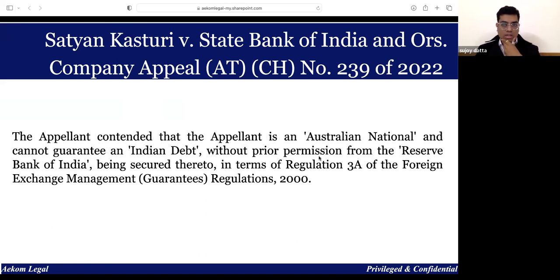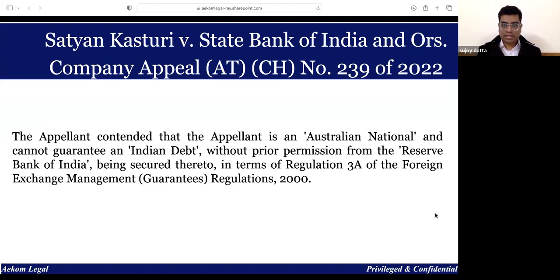So coming now to one more judgment, this is not the third judgment that we are supposed to discuss today. It's just a judgment that I want to briefly put before you. The citation will naturally be circulated to all members. This is Satyan Kasturi versus State Bank. This is NCLAT Chennai. And the reason why I mention it today is because this is also very similar to the Sudeep Datta judgment, though it is not as detailed as the Sudeep Datta judgment.